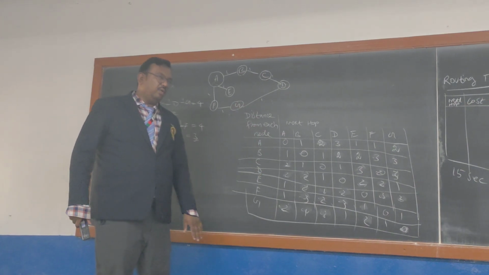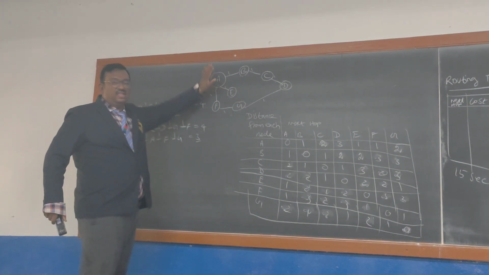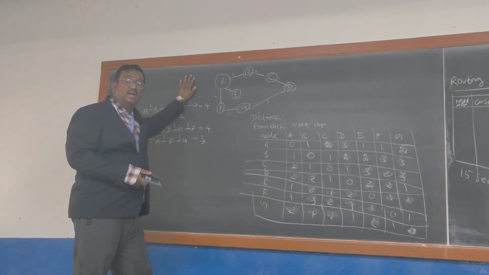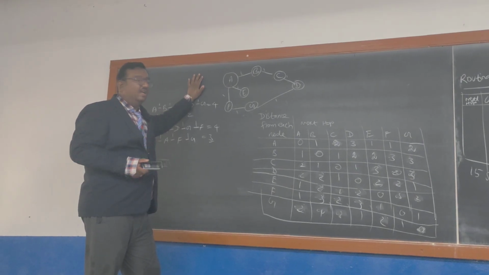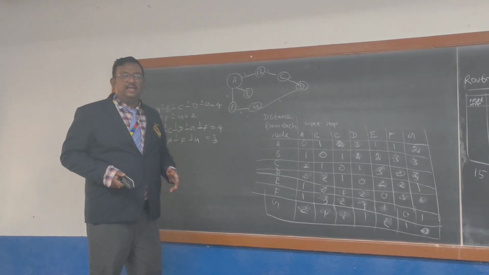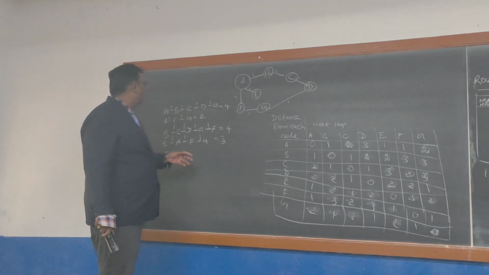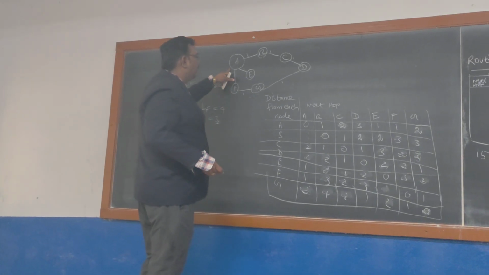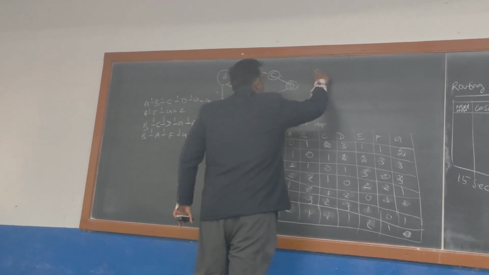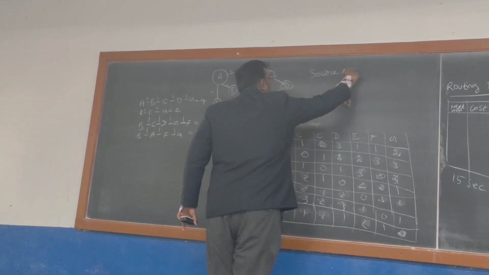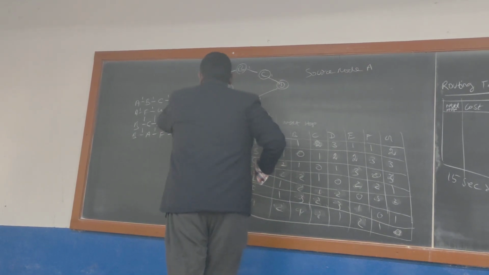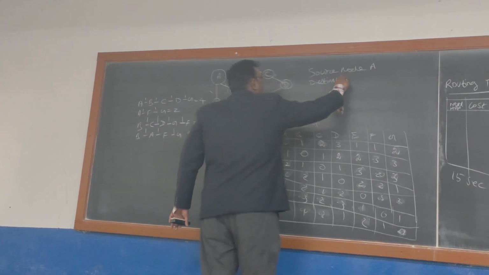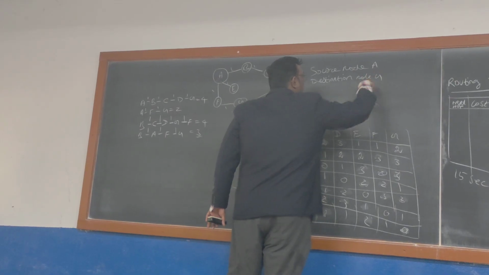Okay. So in this table, what are you going to do? In this network or graph, you can take any node as the source node and any node as the destination. From this routing table, you can easily find which is the shortest path. For example, if you take source node A, the destination node is G.